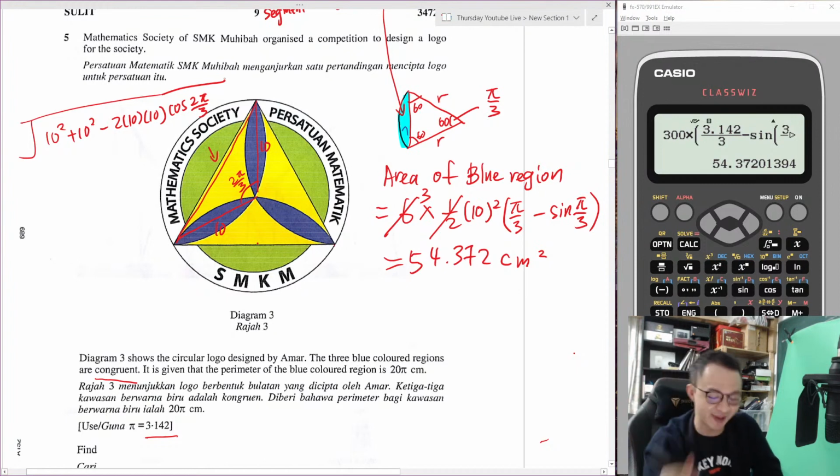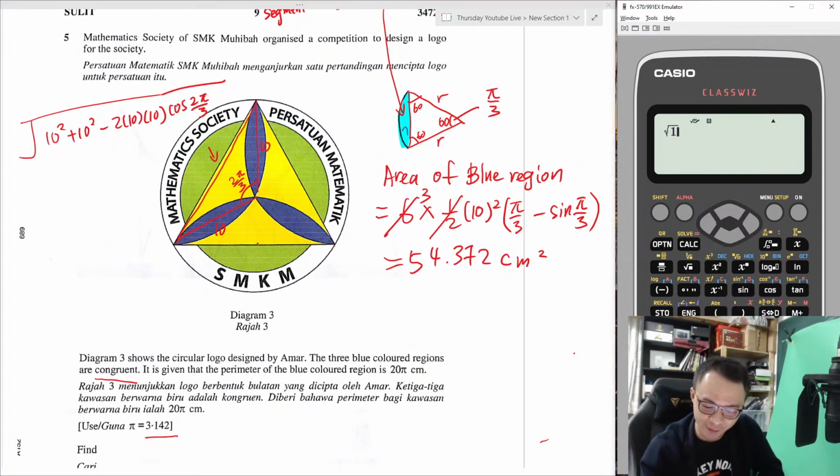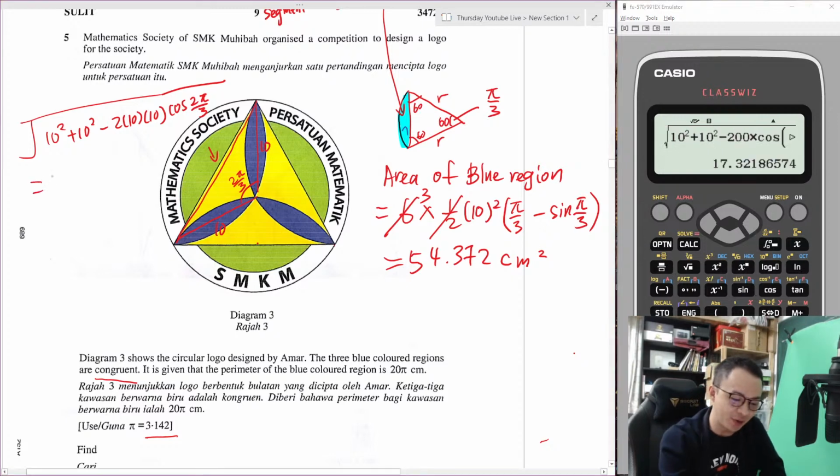I hope I didn't make a mistake. Alright, so 10 squared plus 10 squared minus 200 times cos of 2 times 3.142 over 3, close bracket. Alright, this one will be 17.3219.